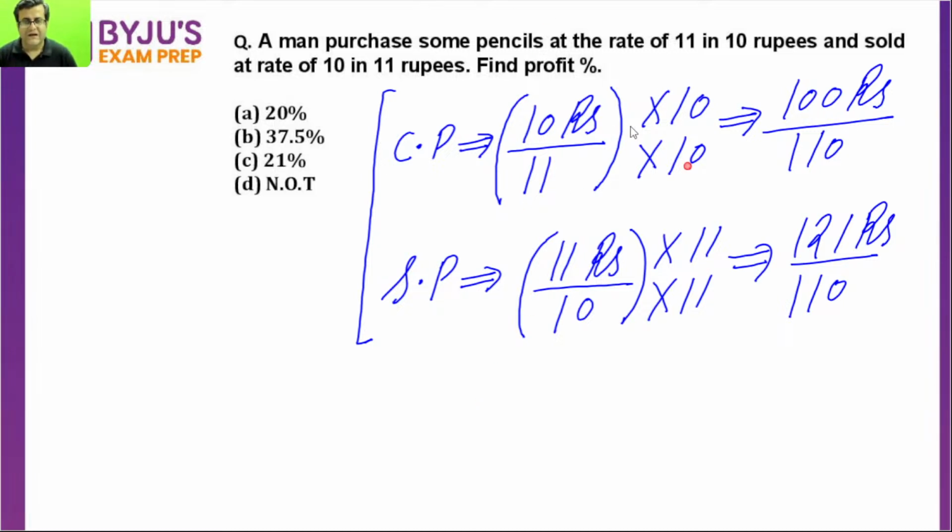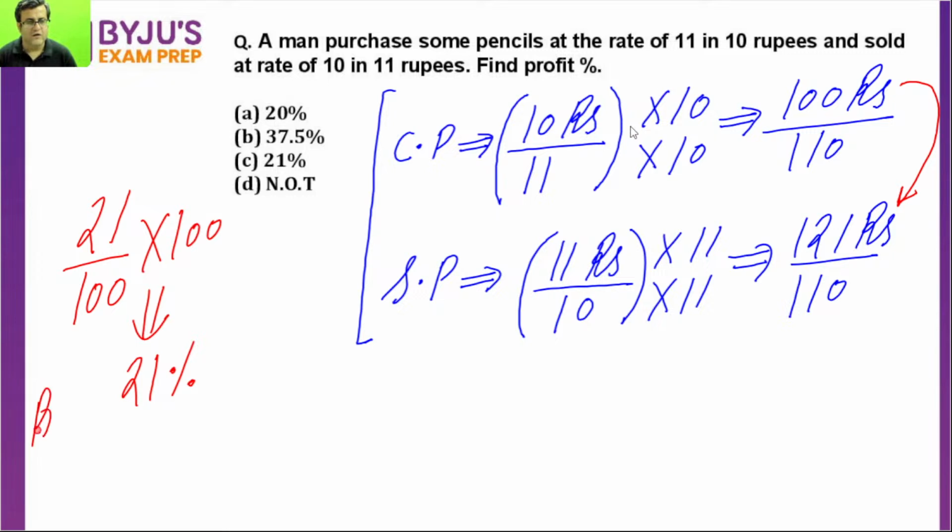Make number of articles equal, multiply with 10 and 10, will give you 110 articles, 100 rupees. Selling, 11 into 10 articles, 121 is the selling price. So 100 is the cost and 121 is the selling. So how much is the profit? 21 is the profit upon cost into 100. So this will give you 21% profit overall. Okay. Is this clear? Both questions same. So it has become simple now.